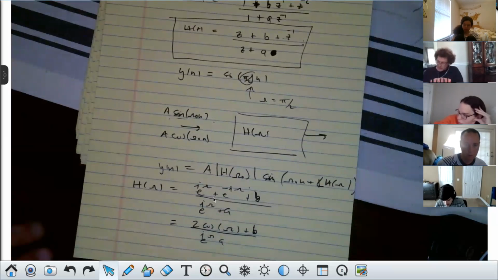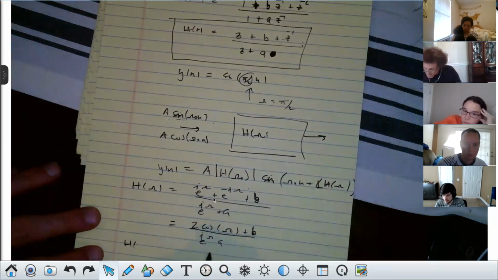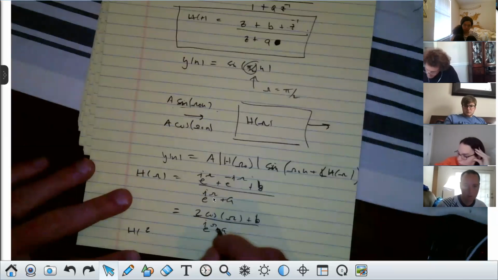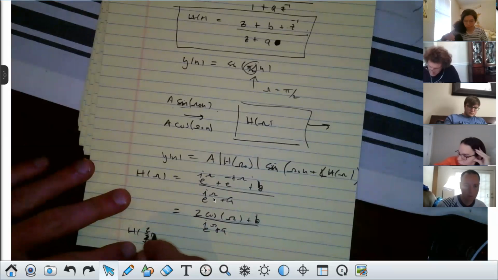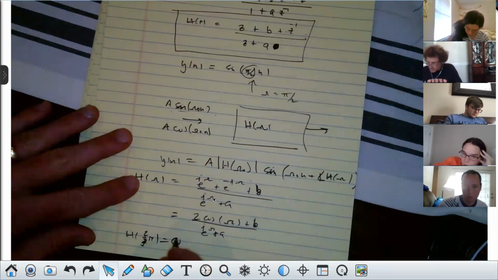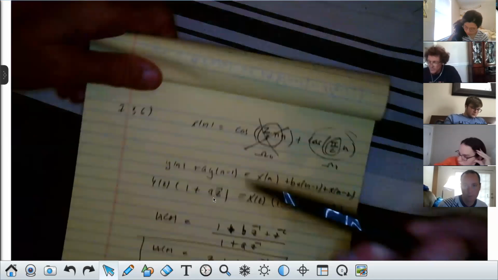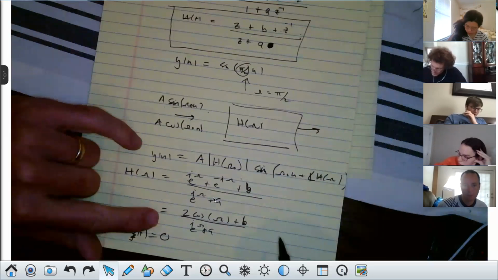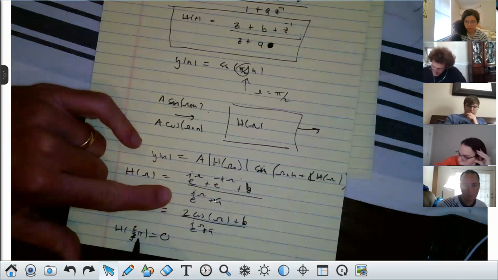Now, one of the conditions is that H of e to the j 2/3 pi, it should be plus a, has to be equal to 0, correct? Look here. This frequency we want to get rid of in the output, so it has to be 0. Well, what would make that 0? If you just think about this, I would need the numerator to be 0, correct?